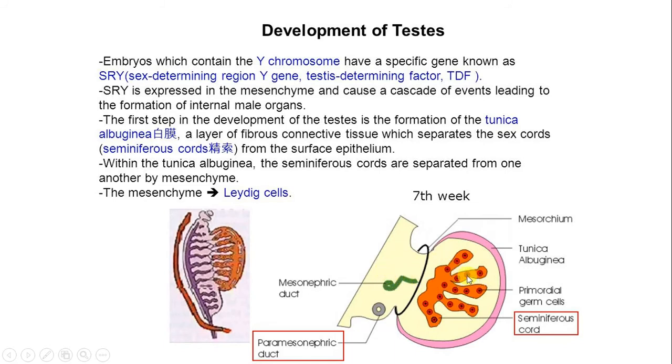system of the testes. So what we have learned, that the surface epithelium, the coelomic epithelium, will thicken and fibrous connective tissue will give rise to tunica albuginea. Within this will be development of the seminiferous cords, and in these cords the primordial germ cells will enter and start developing between the mesenchyme, that will give rise to the Leydig cells that will develop the hormone testosterone.